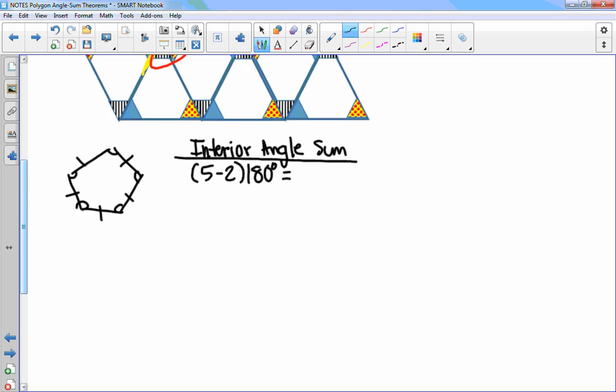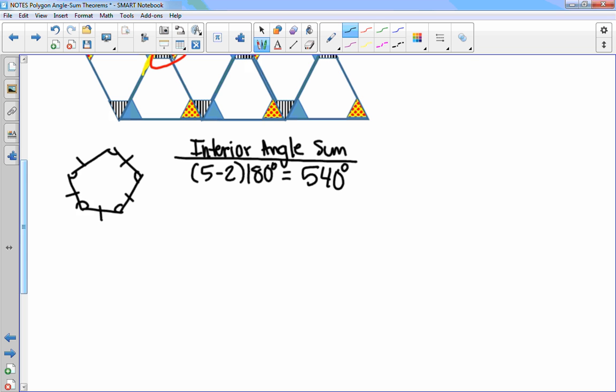What's the angle sum for any pentagon? It could be given any five-sided. Raise your hand when you know the sum. What'd you get? 540 degrees. Now that would be for any five-sided shape or polygon.